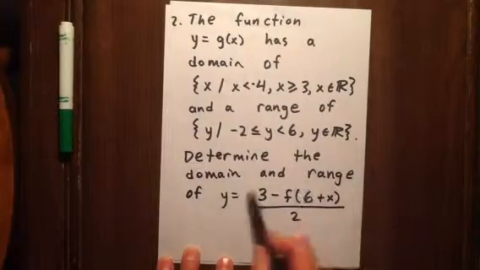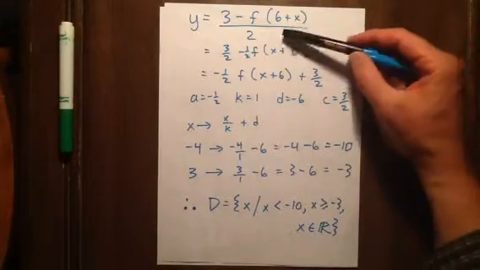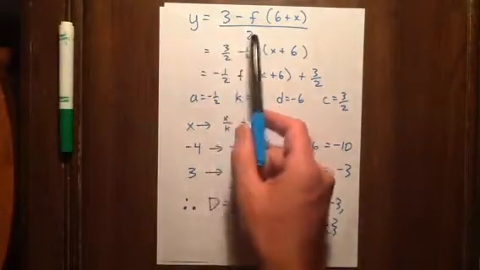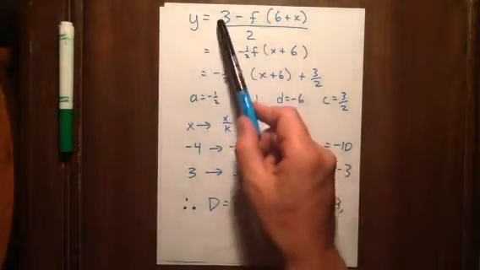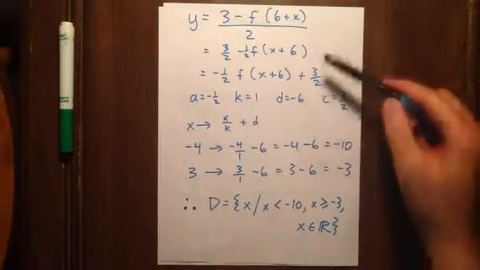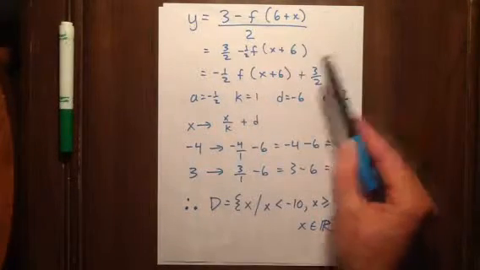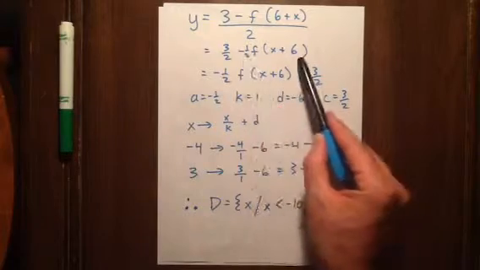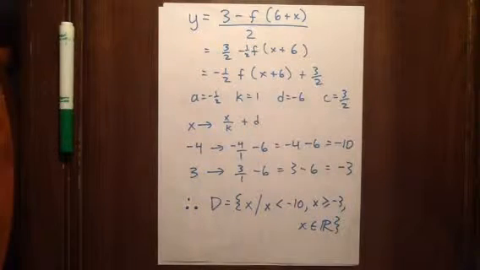So what we have to do, first of all, is clean that up. Given y equals 3 minus f of 6 plus x over 2, we're going to say that this is the same as 3 halves minus 1 half of f of 6 plus x. In other words, we have two terms in the numerator, a 3 and an f of 6 plus x, and they each need to be multiplied by a half since our denominator is 2. So that's what we do. We then rearrange things. We put that 3 halves on the end, and we have negative a half f of x plus 6 plus 3 halves. A is negative a half, k is 1, d is negative 6, and c is 3 halves. Now we're going to deal with our domain first.